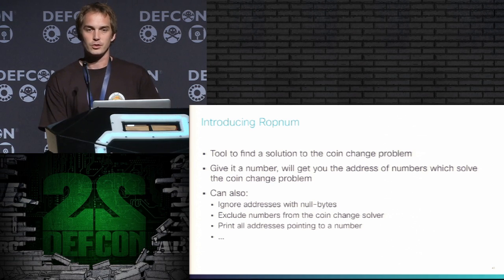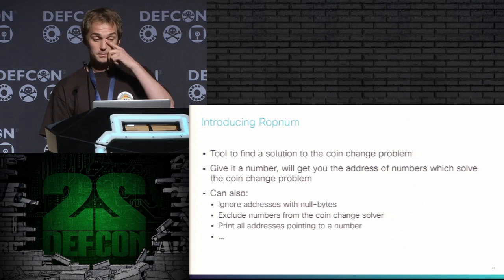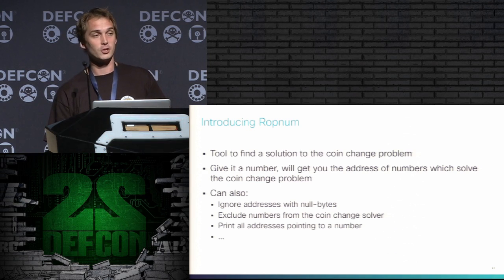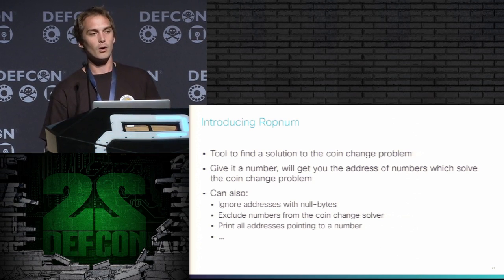So I wrote a tool called Rotnum, which is just trying to find you a solution to the coin change problem. You give it a number and it will throw you out all the addresses where those numbers added together end up with a chunk, right? So if you look at this in the context of what I was talking about before, here you're looking to add up a bunch of numbers in memory to reach a chunk of your shellcode, right? So this is what Rotnum will do. It will give you basically that.